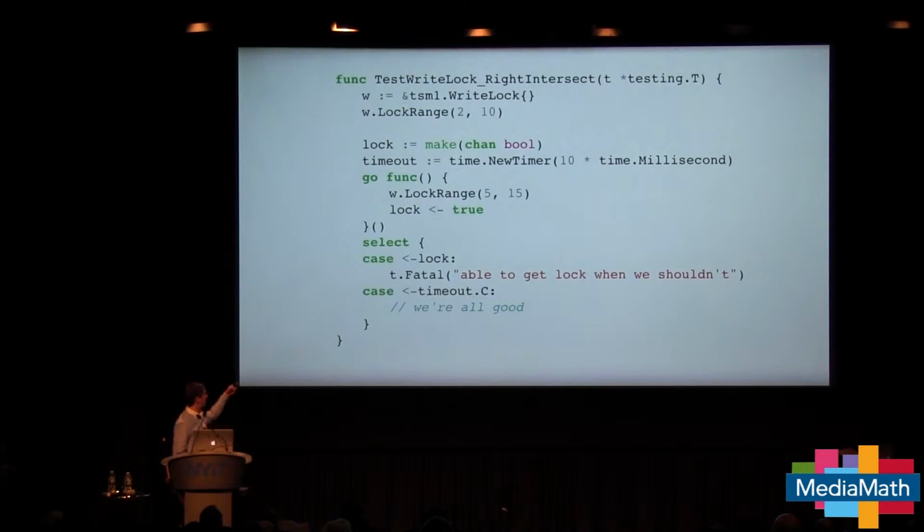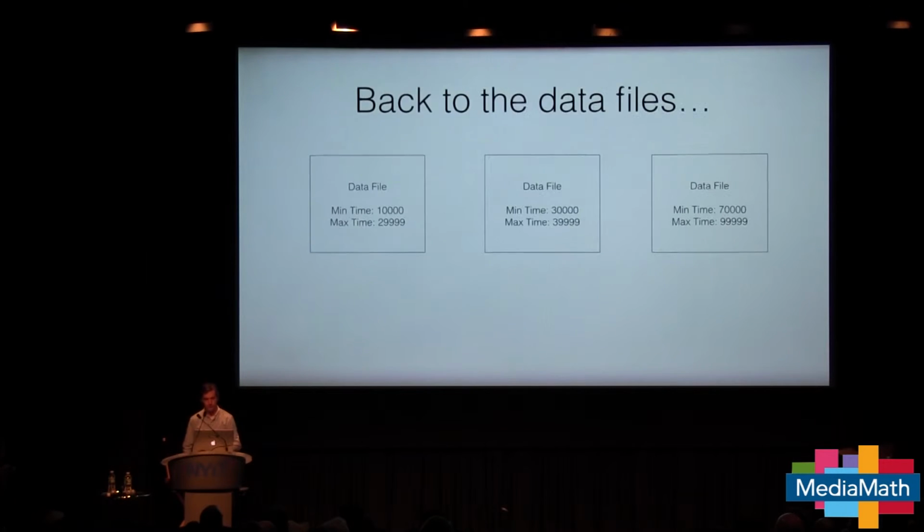So then we do a select, and we try and get back from the lock channel or back from the timeout. If it times out, we're all good. If we actually got back from the lock channel, we know we were able to request a lock when we shouldn't have been able to request a lock. Okay, that's that piece. Back to the data files.